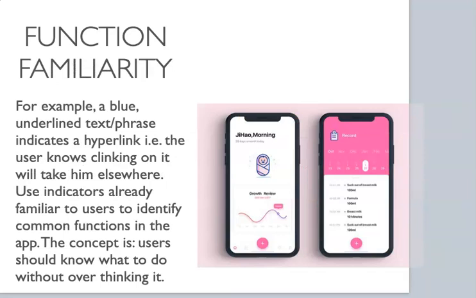Familiarity with function. So for instance, a blue underlined text or phrase always means a hyperlink. These indicators, we talked about them in the UX lecture, they exist already. If you swipe up, you expect a menu to come there. If you have an edit bar, like a pencil, you expect you're able to edit. These indicators are familiar to users. They identify common functions. So the thing is, are you using them?